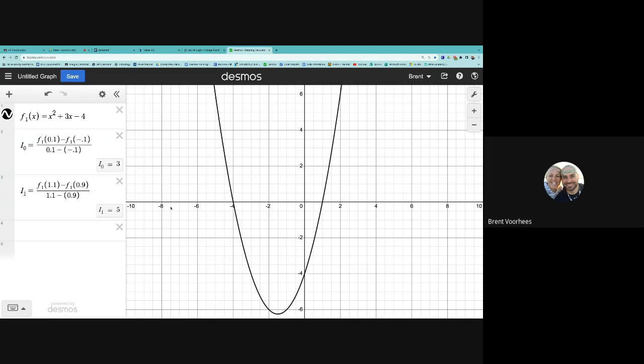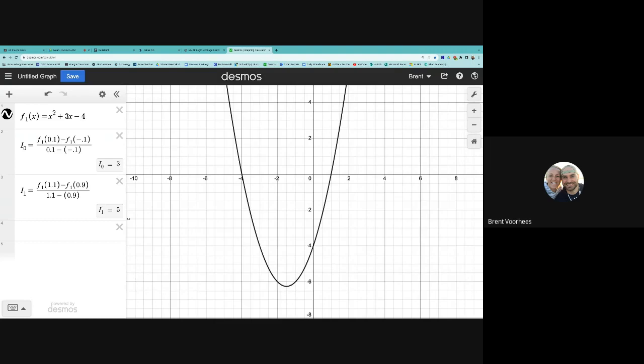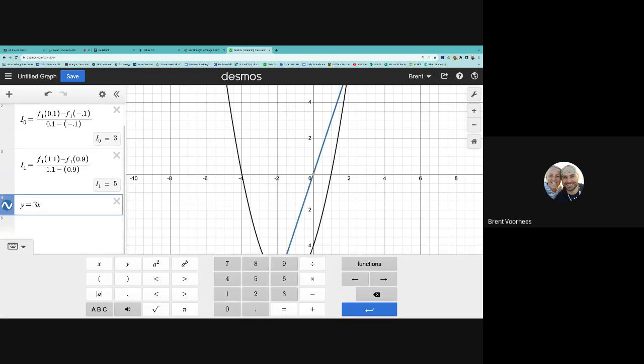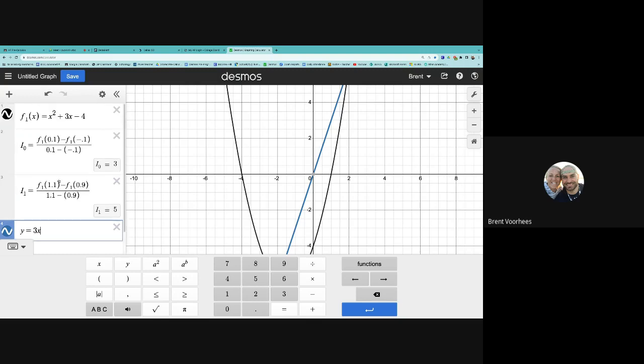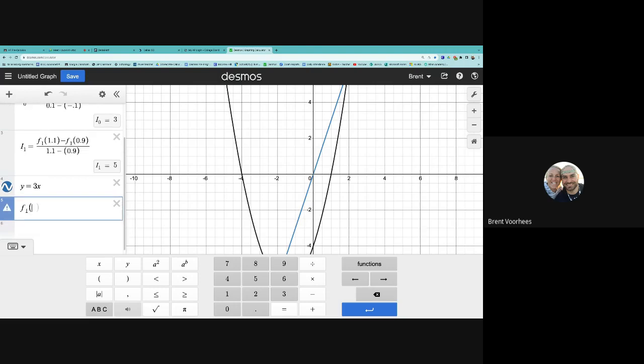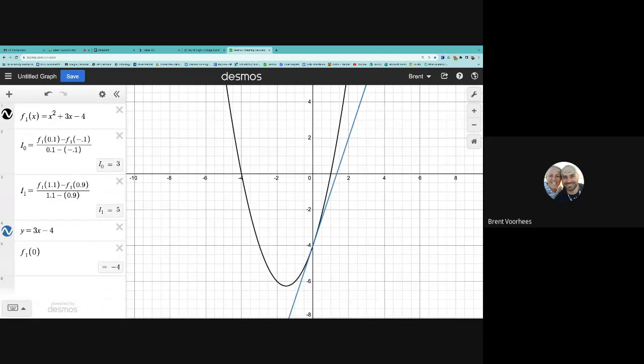Okay, which one has a greater instantaneous rate of change? I1 has a greater rate of change. The instantaneous rate of change at 1 is 5. The instantaneous rate of change at 0 is 3. y equals 3x. What was that y value? Sorry. f1 of 0 is negative 4. So here's the first line. Just showing you. There's the instantaneous rate of change right there at 0.